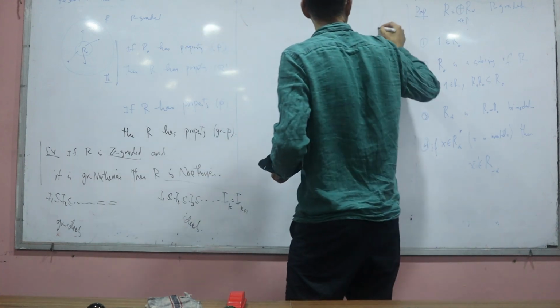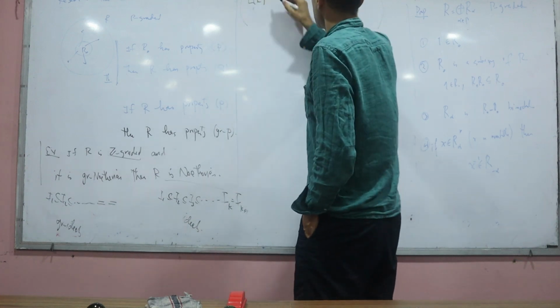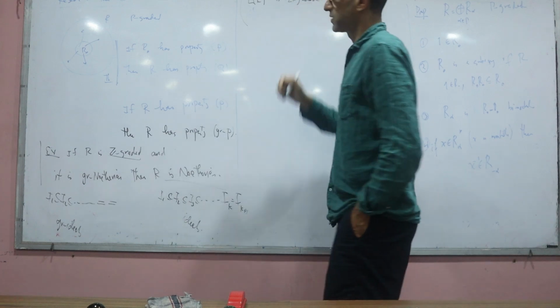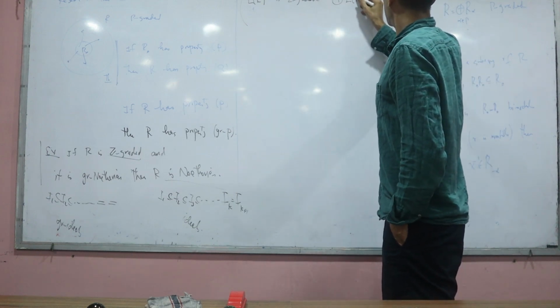And just a segue here. Remember these Leavitt path algebras. These are Z-graded. We get to this later, but just know that these are Z-graded. So you can write this L(E) as this.